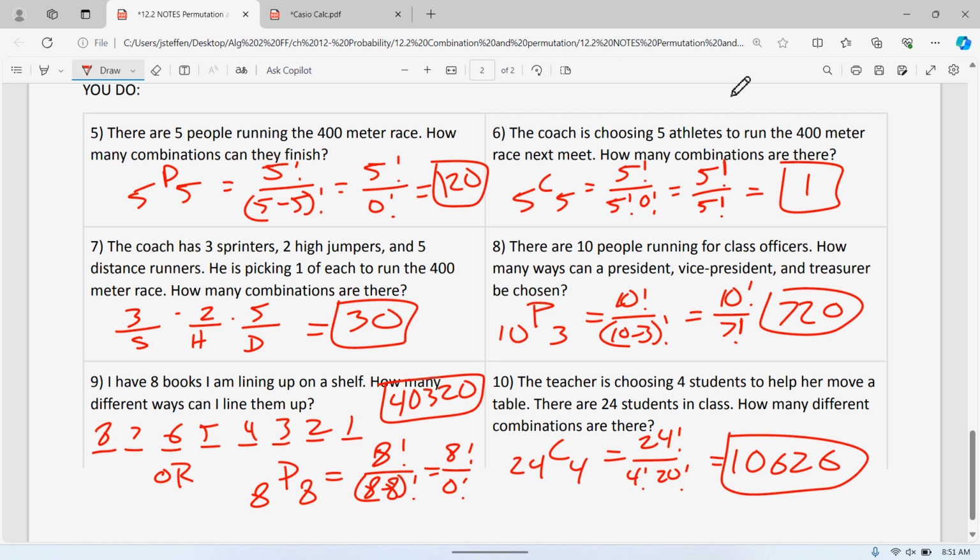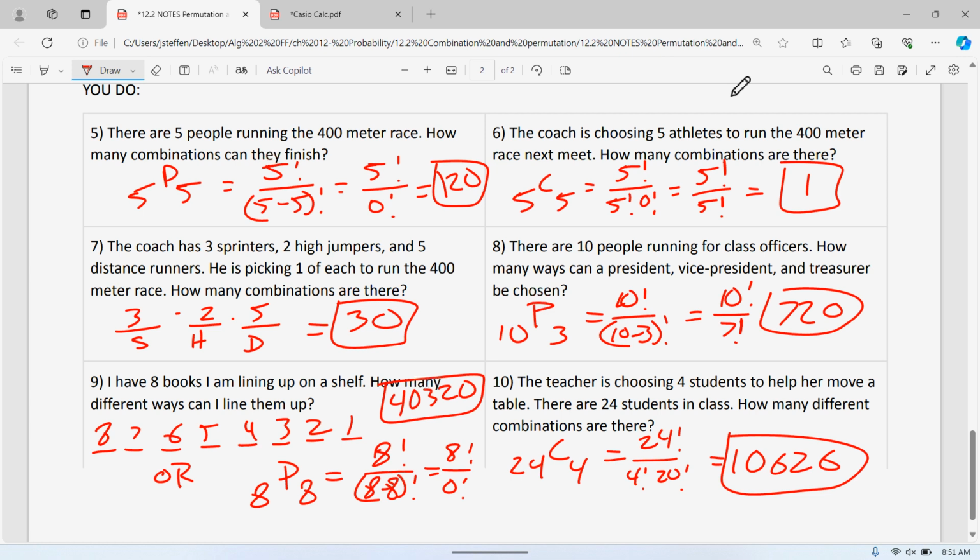We have 3 different groups. We don't just have runners anymore. In numbers 5 and 6, we had 5 people running a race. In number 7, we have 3 sprinters, 2 high jumpers, and 5 distance runners. So I have 3 groups of people, and I'm picking one person from each group. Technically, the other way you could have done that, I think, would be combination: 3 combination 1 times 2 combination 1 times, and so on. It's possible, it's just not ideal with this. So that, again, is more directed towards the fundamental counting principle.